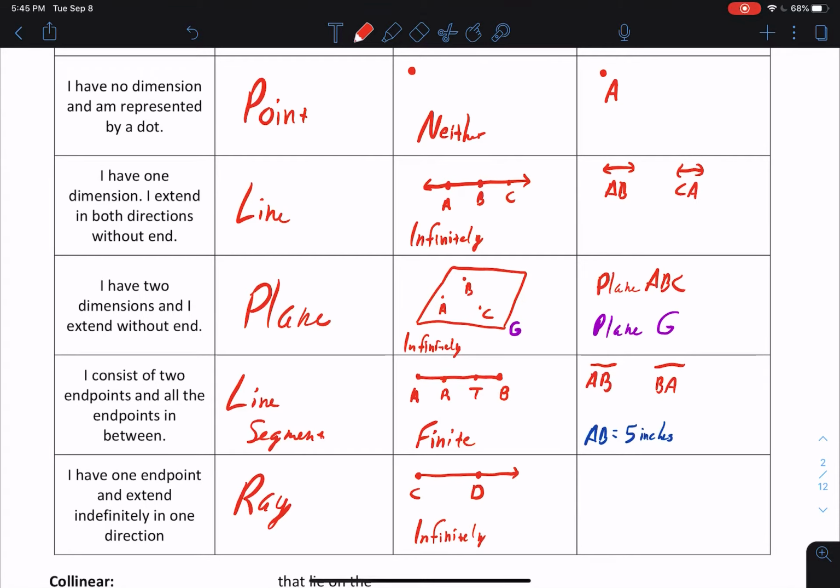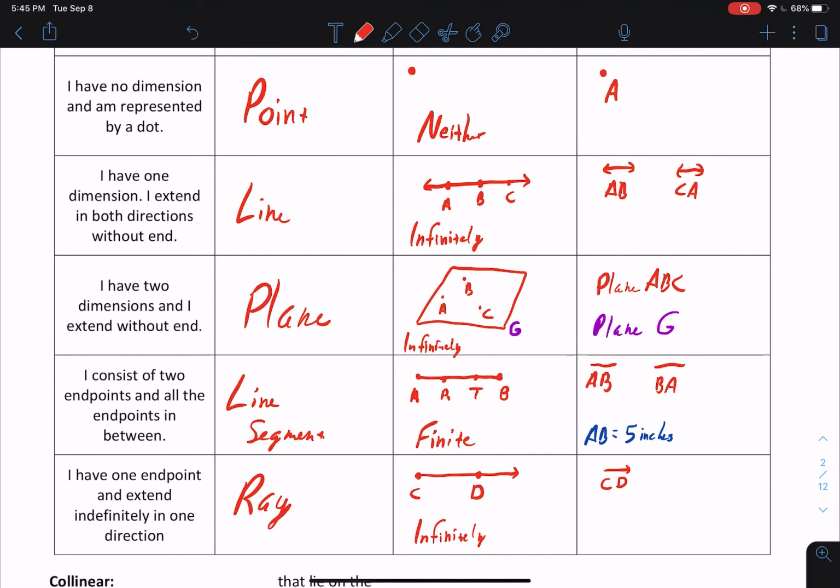And to name it, I draw a little ray. I start at the endpoint C, and it goes through D. The order of which I put it in when I'm naming it does matter, because I'm starting at C and I'm going through D. All right, so this is ray CD. That's how we name it.